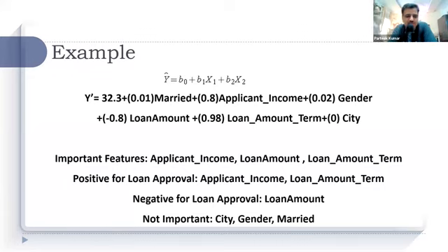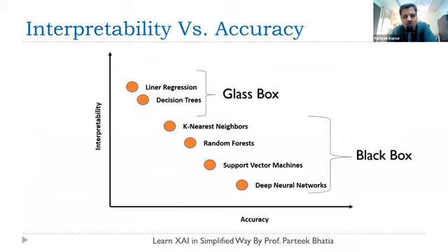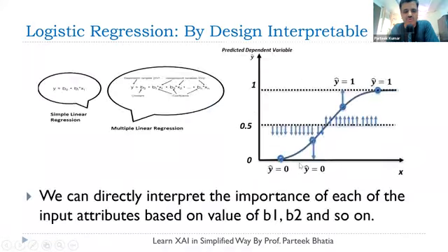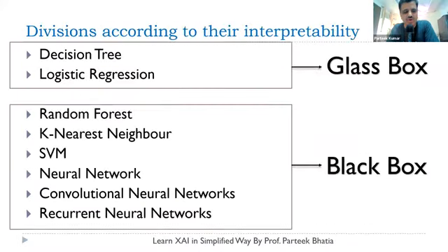So from this example, you can easily say that logistic regression is by design interpretable, and you can provide the importance of attributes just by looking at this equation. These kinds of models are called interpretable models. That's why they are called glass box models. But all these other models are tough to explain in the same way. So that's why they are put under the category of black boxes. That's why we have two categories, glass box and black box.